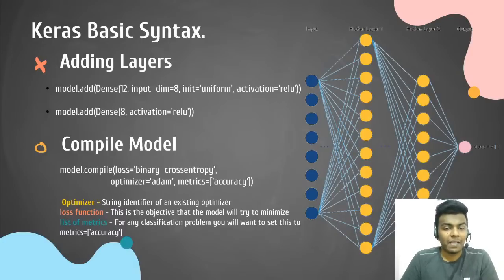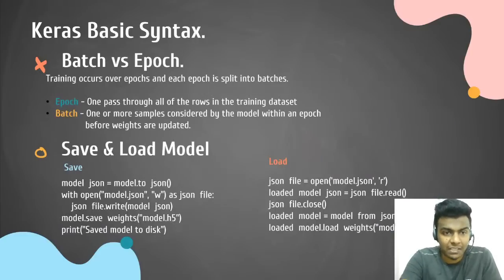The optimizer is a string identifier for an existing optimizer. The loss function is whichever you are using, either categorical cross entropy or binary cross entropy. For the optimizer, we are using the Adam optimizer. And the list of metrics: for any classification problem you will want to set this to the metrics, meaning the parameter on which you want to do the optimization. For that we have given accuracy. That's all about the basic syntax we have discussed here.